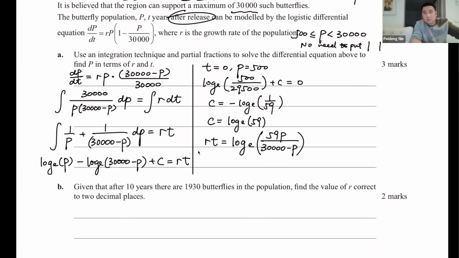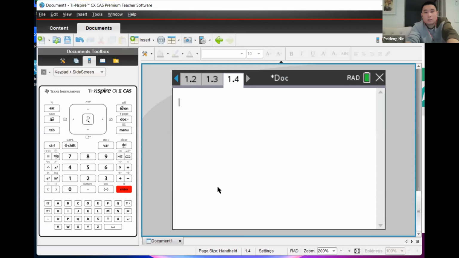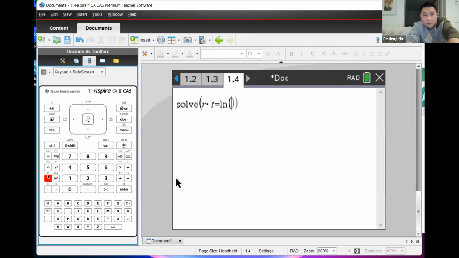So I'm going to just button press again. R times T, remember it's R times T, not RT on the calculator. Natural log 59P over 30,000 minus P, comma P.